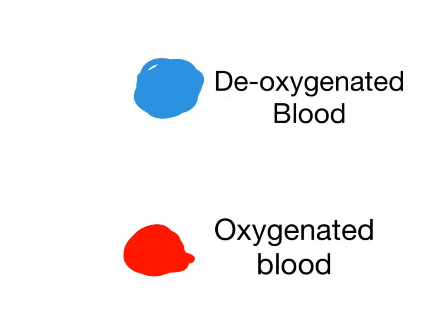The reason deoxygenated blood is blue is because it lacks oxygen. The reason oxygenated blood is red is because it is oxygen-rich.